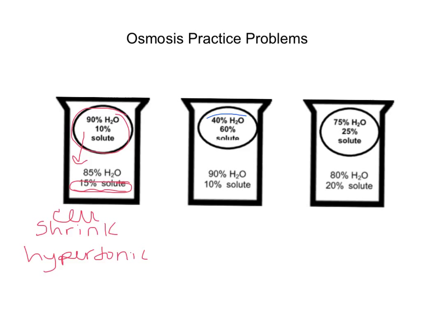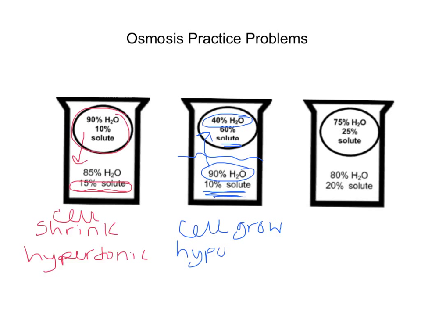Alright, our next problem. Remember, we're always looking at the water. So there's 40% water inside the cell, 90% water outside the cell. We know water goes from an area of high concentration to low concentration. So here the cell is going to grow. Now let's look at our solute concentration to describe our solution. There's less solutes in the solution than there is in the cell, so it's under, or hypotonic.